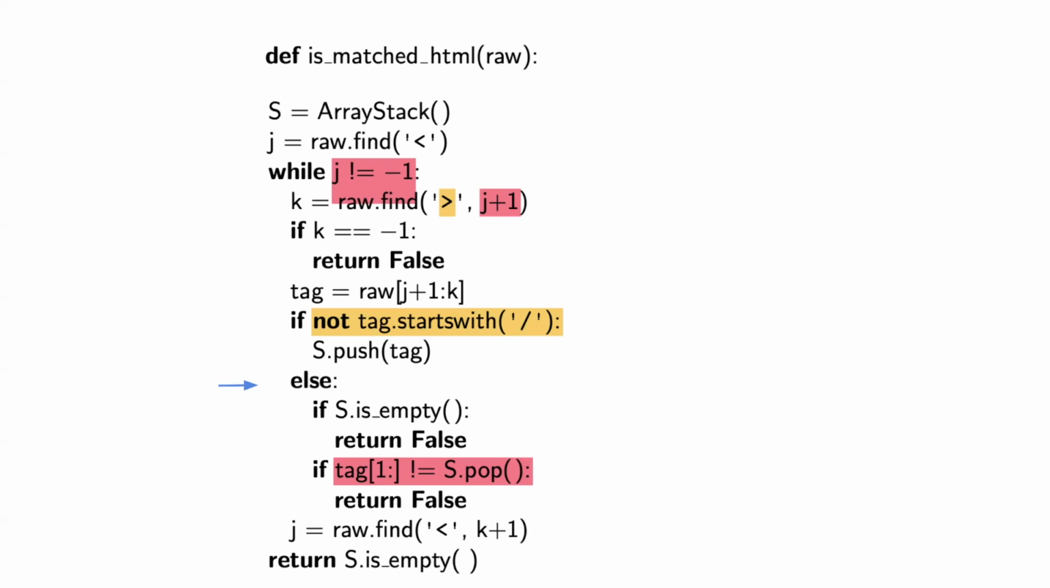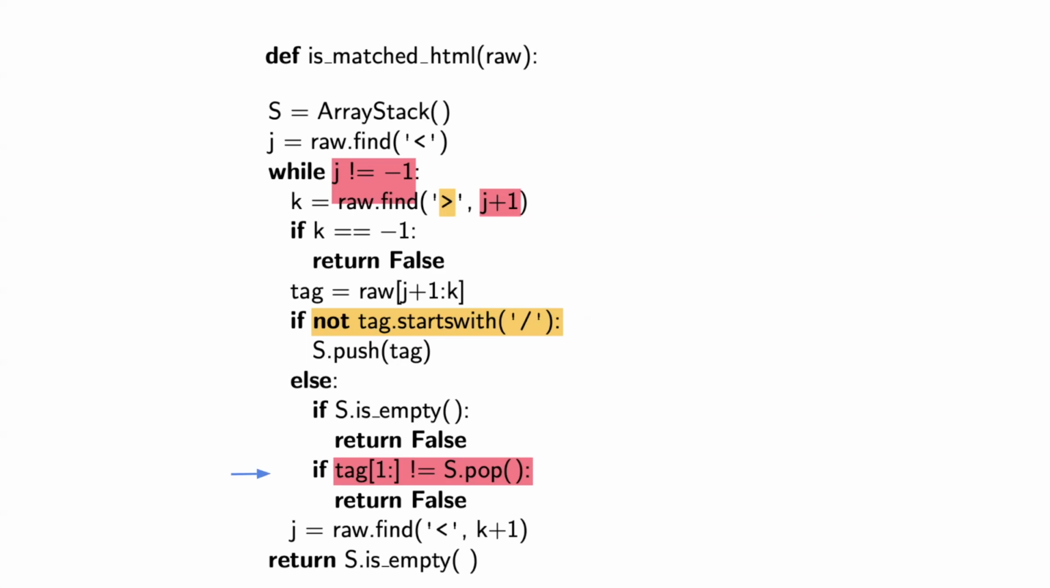But if it does start with a slash, it's a closing tag, like finding the accomplice. But hold on, before accusing anyone, the detective checks if there's a matching opening tag on the stack, like checking if the accomplice's alibi matches. If the stack is empty, there's no match, so it's false again, someone's lying.